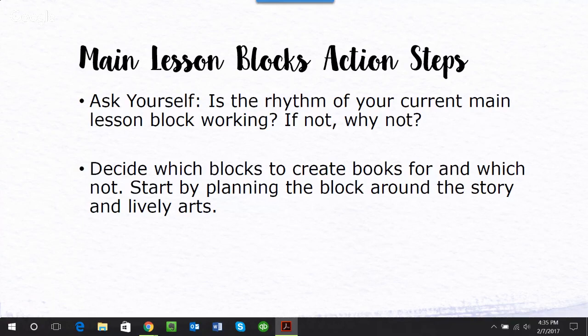Okay, so a couple people are saying I haven't started blocks yet because my kids are still really young, and I have a high schooler, so would main lesson blocks still take the place of books? So that's a great question, Eileen. And the answer is yes and no.